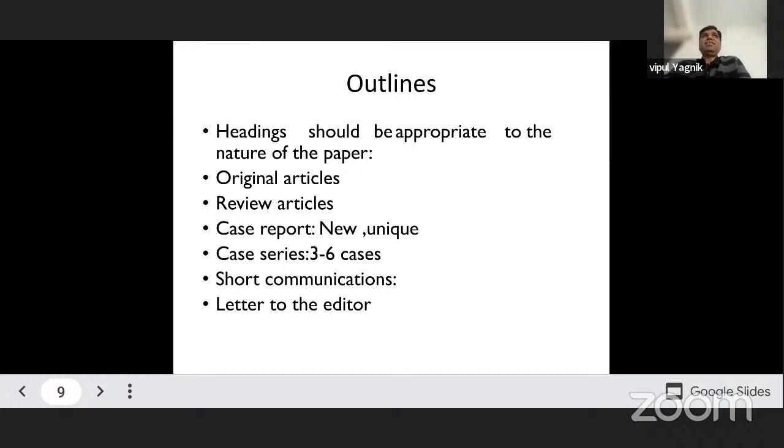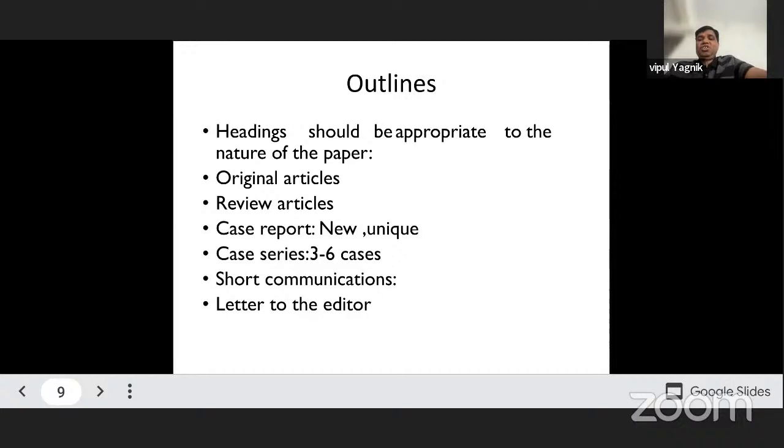A case series usually includes 3 to 6 cases. You have to include a minimum of 3 cases of the same pathology, which is usually a rare pathology. Common cases are not accepted. A short communication is usually particular to a topic, and a letter to the editor is usually written in response to an article published in that particular journal. Next slide.